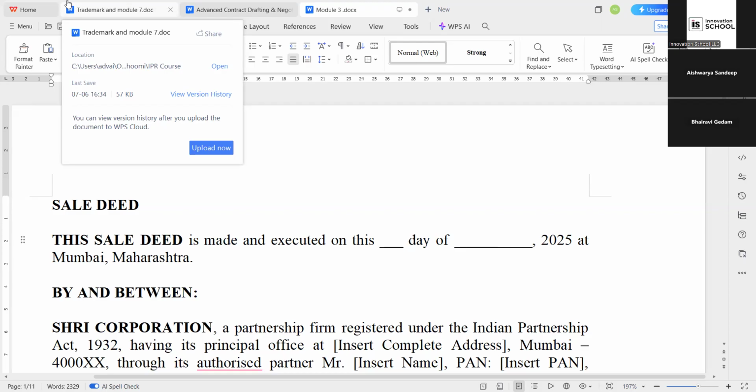Until and unless you transfer the right, title, and interest of a property, you cannot have a good property. You are not entering into a legal sale deal. So the document that you are going to execute for the purpose of a sale of property is called a sale deed. What exactly is the difference between an agreement and a deed?